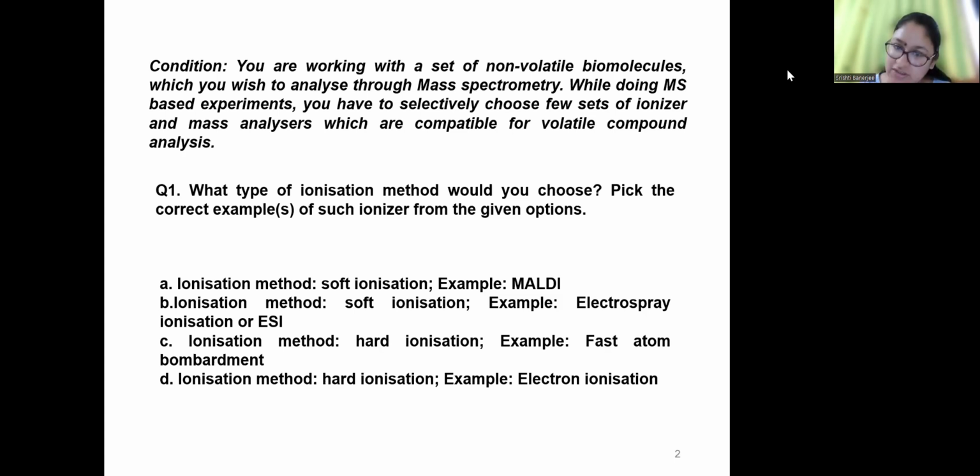By definition, it's an analytical technique in which molecules are converted into ions, which then are separated on the basis of mass to charge ratio. So every ion will have its respective mass, and already we are imparting some charge to it through ionization. So what is the type of ionization method in this condition that we would use? Pick the correct examples of such an ionization from the given options.